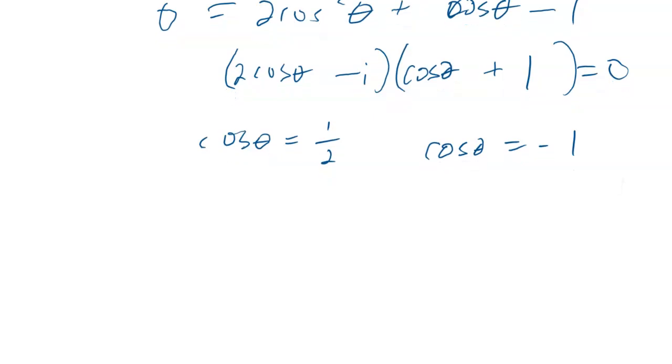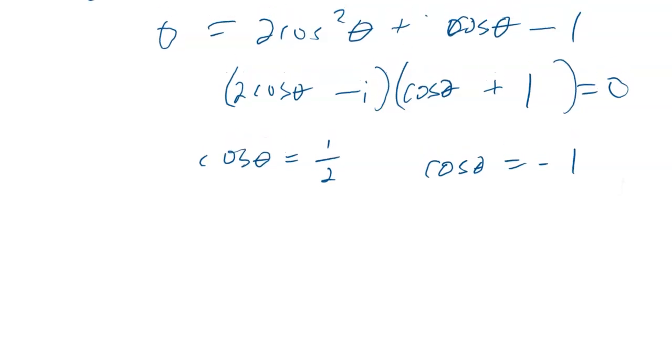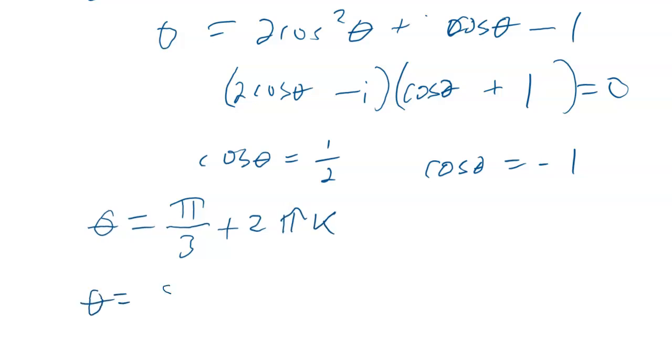When is cosine theta equal to 1/2? It's going to be the first and fourth quadrant. So theta is equal to pi over 3 plus 2 pi k. And theta is equal to 5 pi over 3 plus 2 pi k. Perfect. Cosine theta equal to -1. That's going to be at theta equals pi plus 2 pi k.